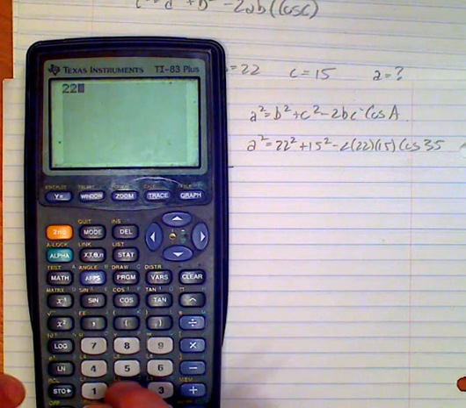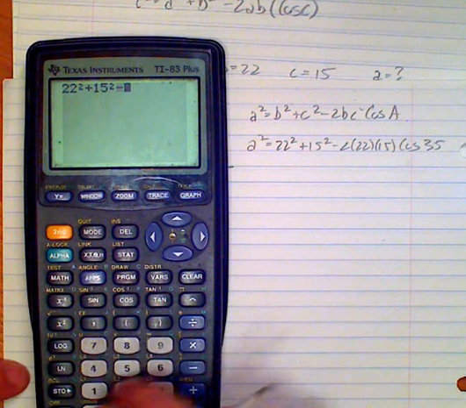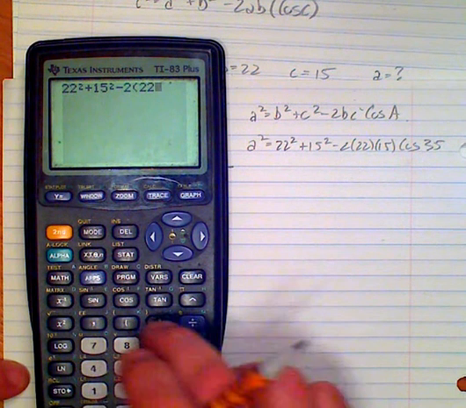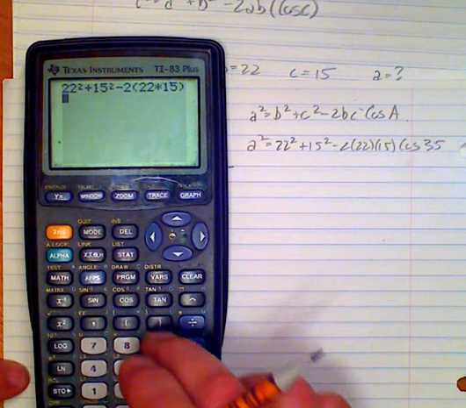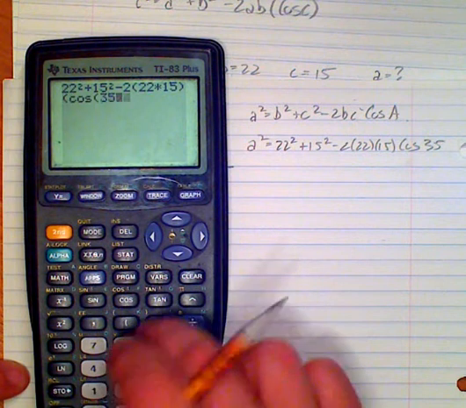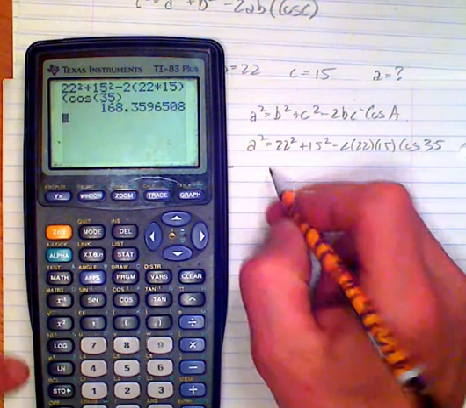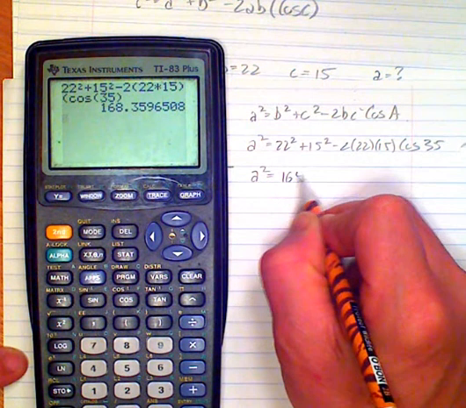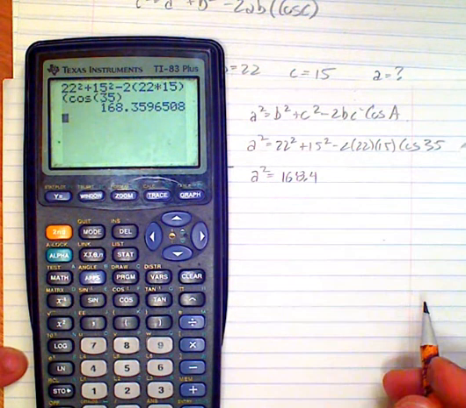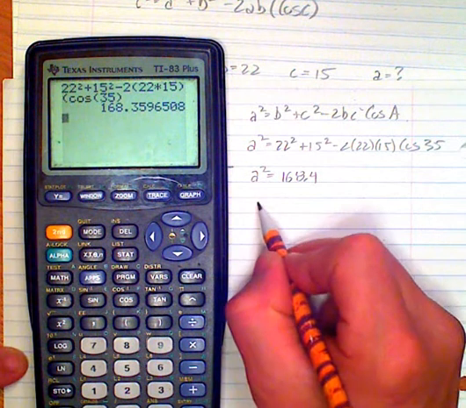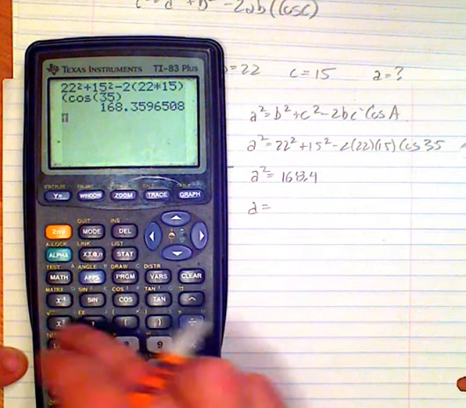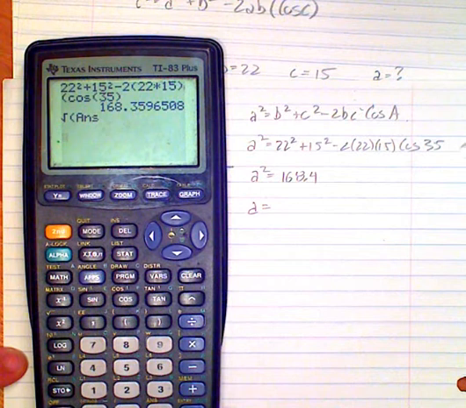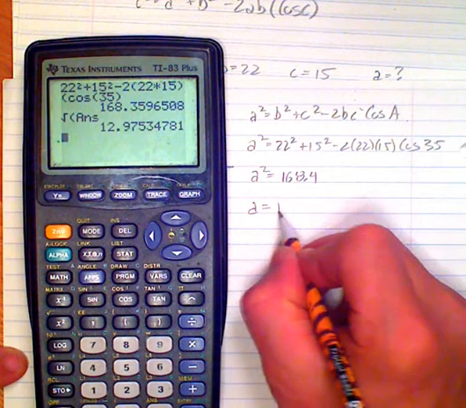So 22 squared plus 15 squared minus 2 times 22 times 15, then times cos 35. Boom. You get a squared is equal to 168.4. And then if you want to find a, you square root it. So the square root of that number, boom, you get 12.97. Let's call it 13. So let's go back to our triangle here.